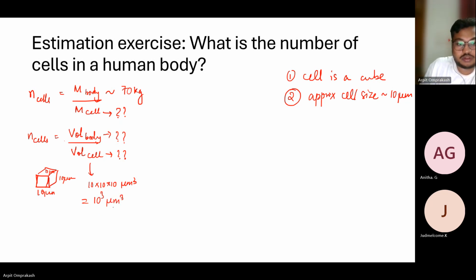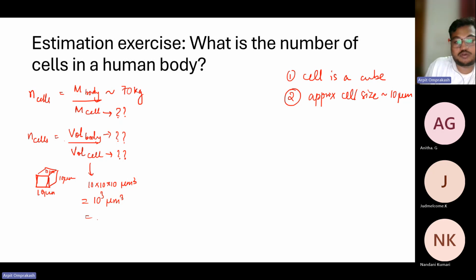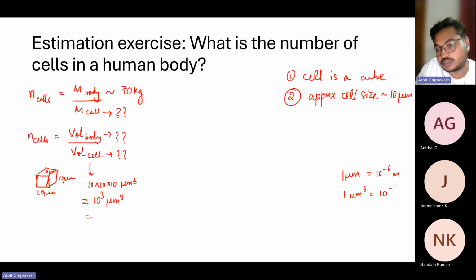Now, if we want to convert it into meters, so we make all the calculations in meters, we know that 1 micrometer is equal to 10 raised to the power minus 6 meters. So 1 micrometer cubed would be 10 raised to the power minus 18 meters cubed. So we do 10 raised to the power 3 into 10 raised to the power minus 18 meter cubed, which is 10 raised to the power minus 15 meter cubed. So now we have an idea of the volume of a cell.